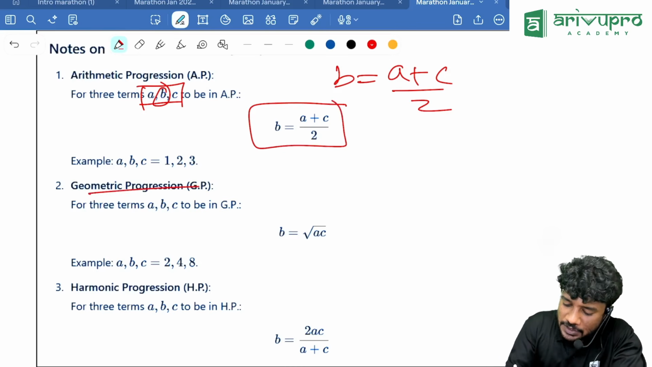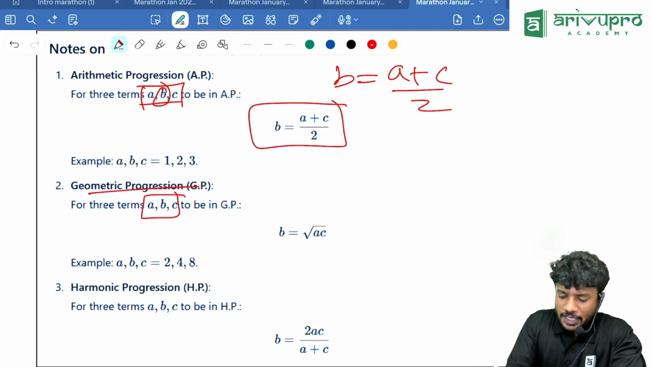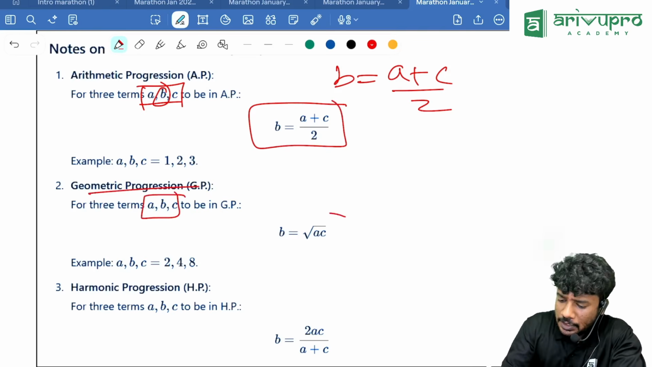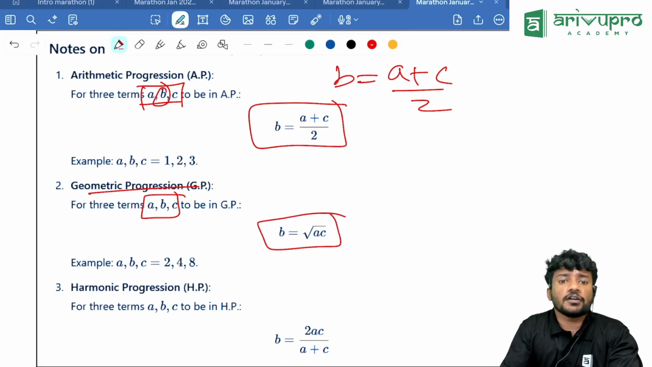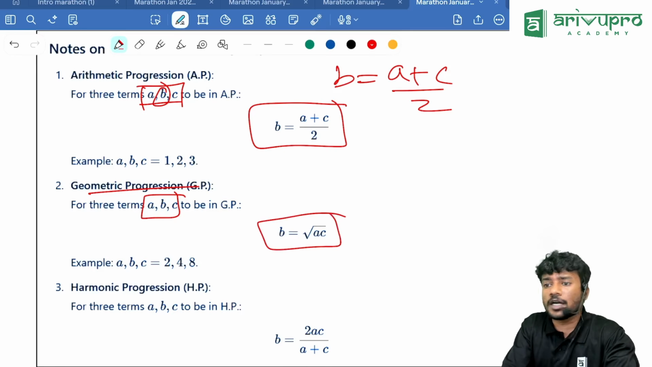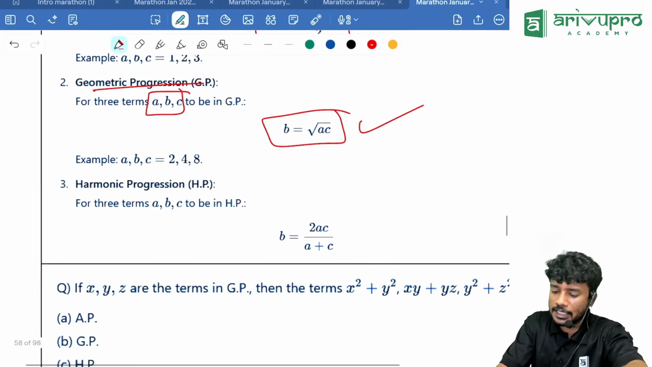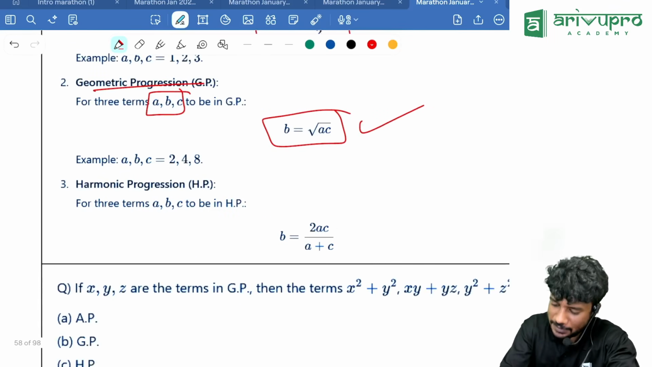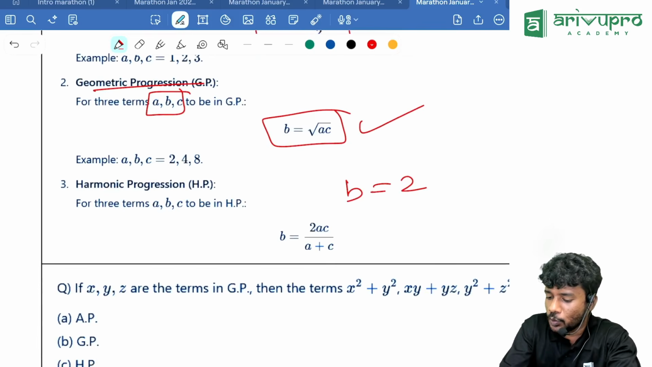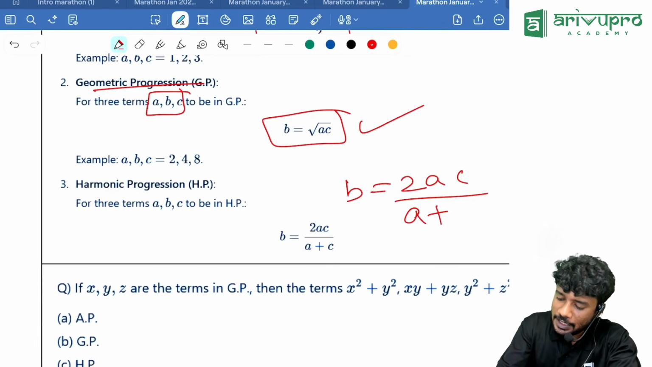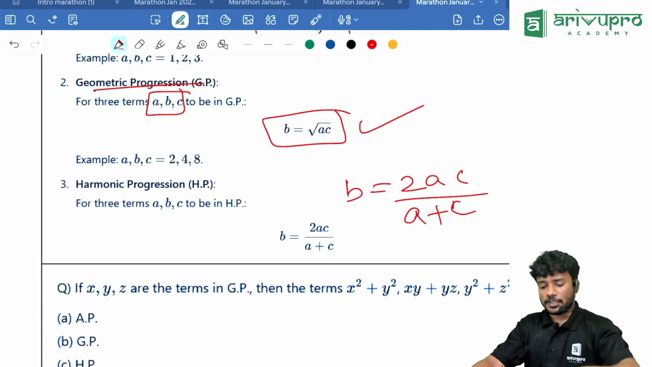Then if A comma B comma C are in GP, B is equal to root of, the middle term will be equal to the root of AC. Have we studied this also? Yes. Then coming to HP, we have studied this also. B is equal to 2AC divided by A plus C.